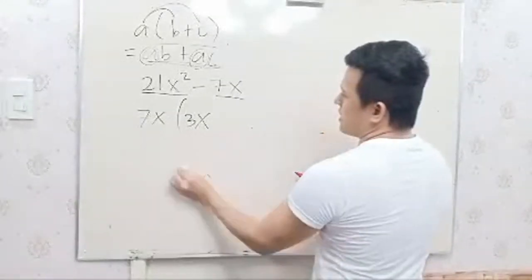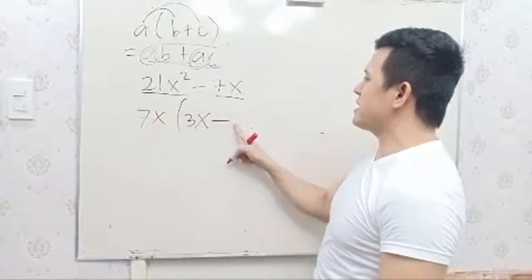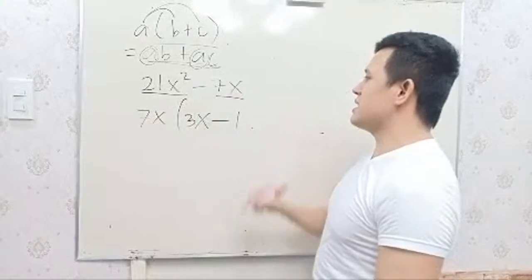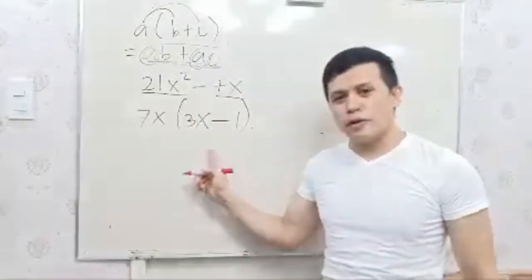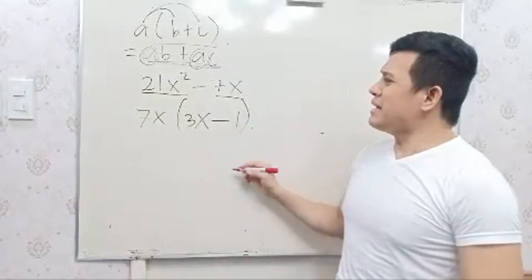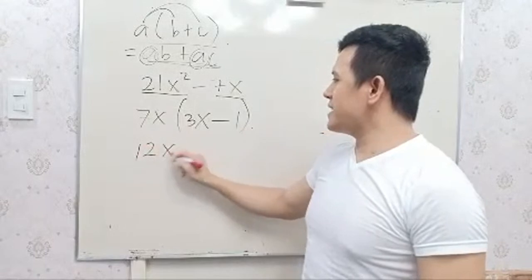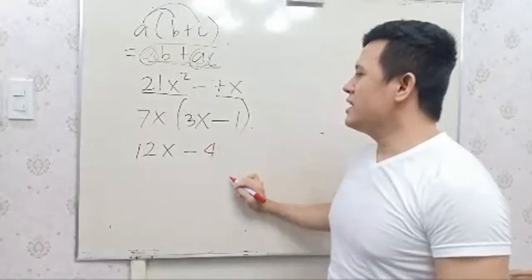Okay, there you go. Next, copy nyo lang yung sign. And then 7x, 7 divided by 7, that's 1. X divided by x, that's still 1. Okay, so ganito yung factored form niya. Okay, that's how we do this stuff. Now, shall we say 12x minus 4. Okay? So, ano yung common?